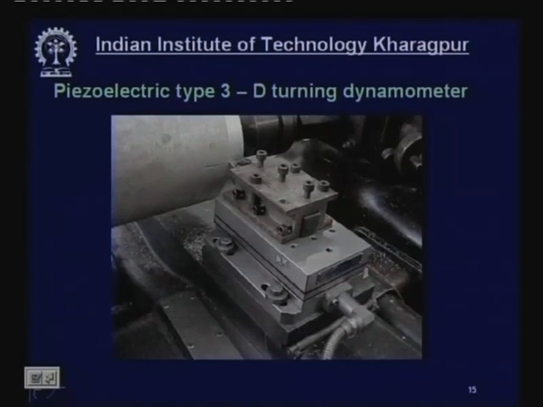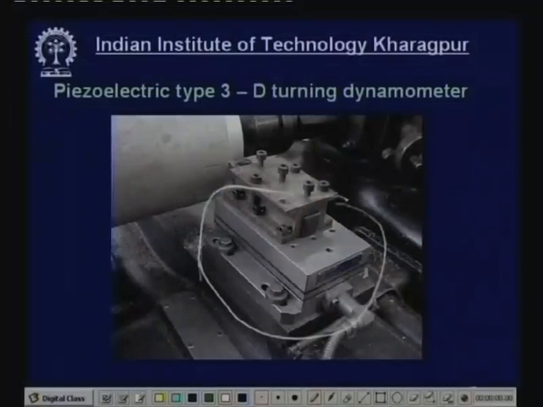So this is the dynamometer, the actual dynamometer, and it is manufactured by a world famous company called Kistler, K-I-S-T-L-E-R, Kistler company. This is expensive, it may be 12 lakhs to 20 lakhs, but it works very well.